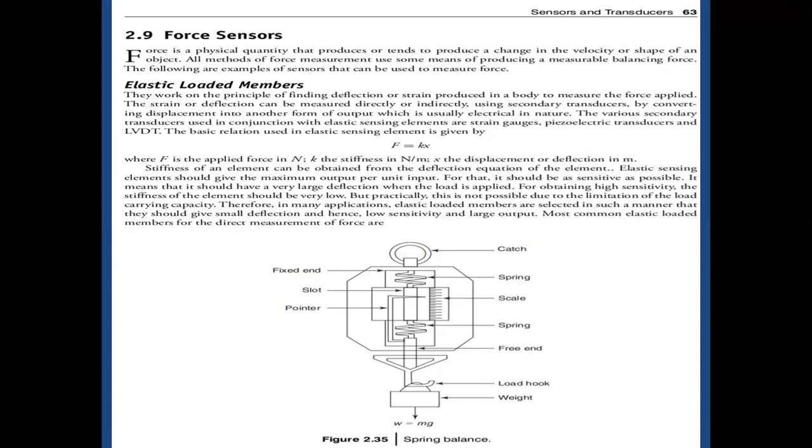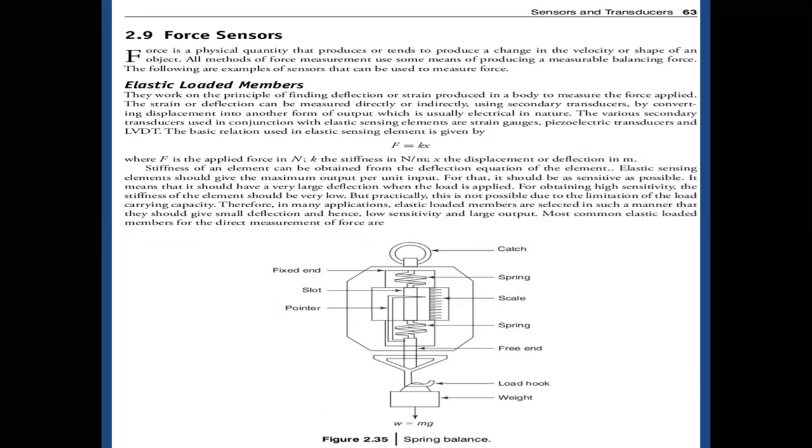The various secondary transducers are usually used in conjunction with the elastic sensing elements: strain gauges, piezoelectric sensors or transducers, or LVDT, linear variable differential transformer. The basic relation used in the elastic sensing element is given by F equals K into X. F is the applied force and K is the stiffness, which is nothing but the load per unit deflection, considered in the spring convention.